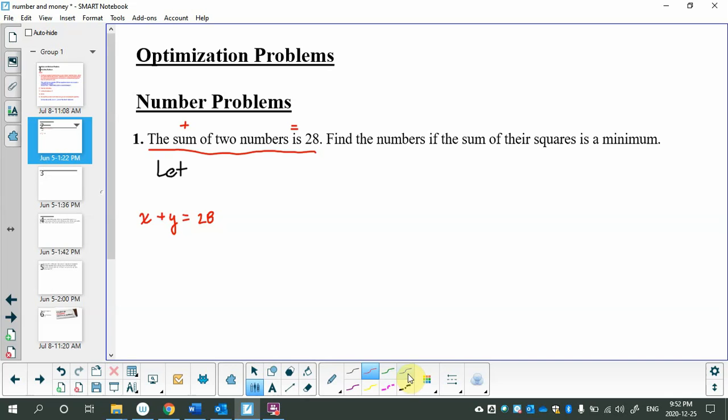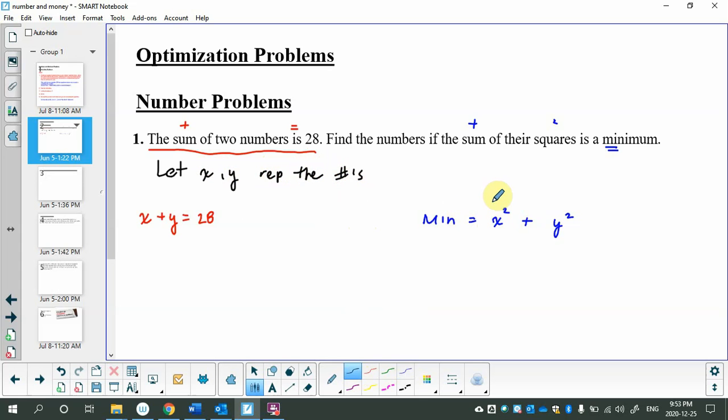Then I'm moving on to the second question. So this is where I'm going to dig out a totally different color. It says find the numbers. So I don't know what the numbers are. If the sum of their squares, so sum squares, is a minimum. So over here, I'm going to write minimum equals x and y sum squares. Now, before I forget, let x and y represent the numbers. Nothing fancy. Can't draw a picture for this.